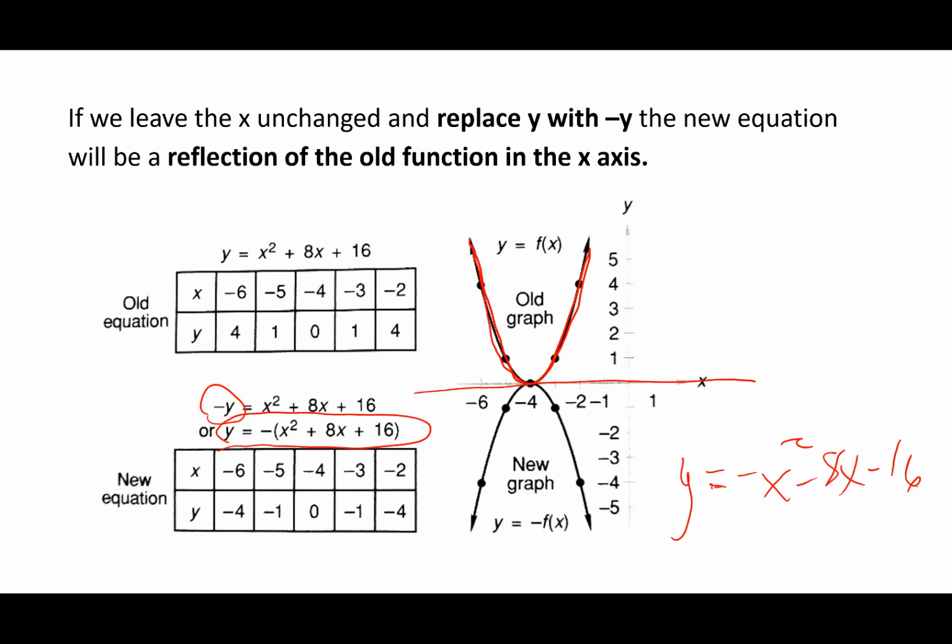So, to flip a graph across the y-axis, replace all the x's with negative x. To flip a graph across the x-axis, replace all the y's with negative y.